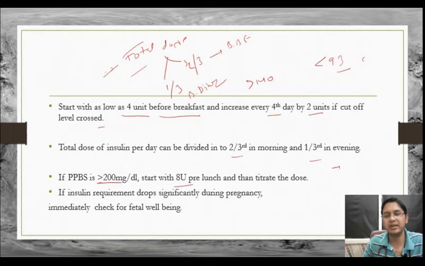You need not calculate insulin dose per kg, because the response is very unpredictable. So just start with a low dose and then go slowly.